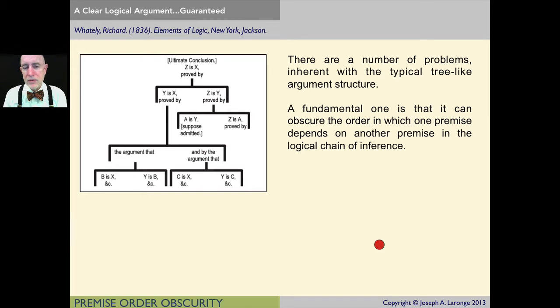So the typical kinds of inferential structure that is applied in this tree-like structure has a number of fundamental problems. And probably the first one is that it can obscure the order in which one premise depends on another premise in the logical chain of inference. So let me give you an example.